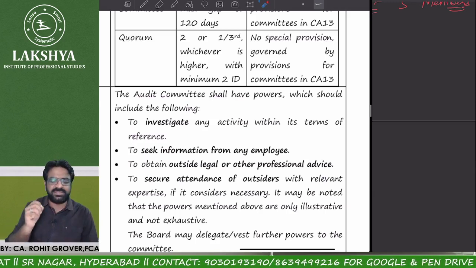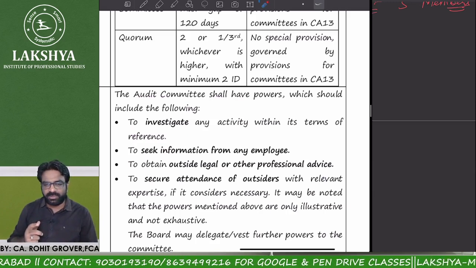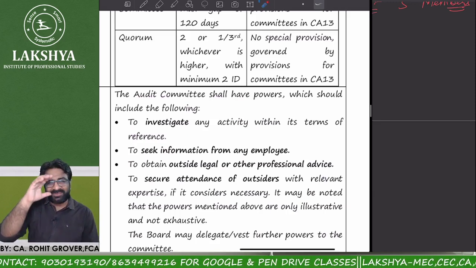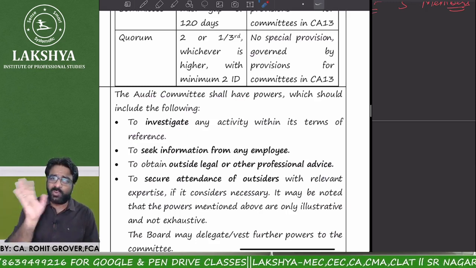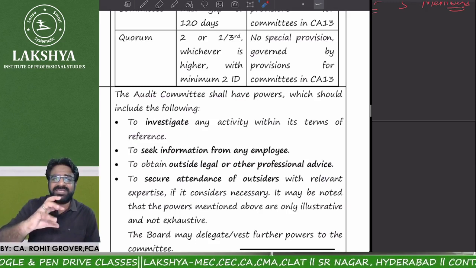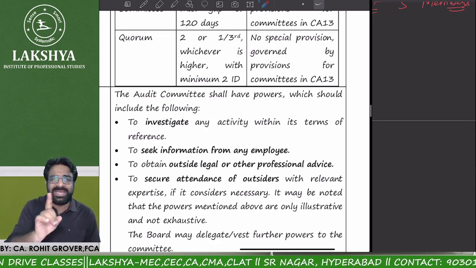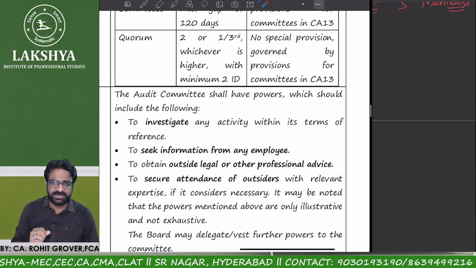And in case need arises, they may hire an expert from the outside also. Are you getting the point or not? And remember one thing, whatever powers we are discussing are not exhaustive. This is not the only powers of the audit committee. It may increase or it may decrease. It means these are inclusive powers, not exhaustive powers. This is just an example to tell you that these are the various powers.